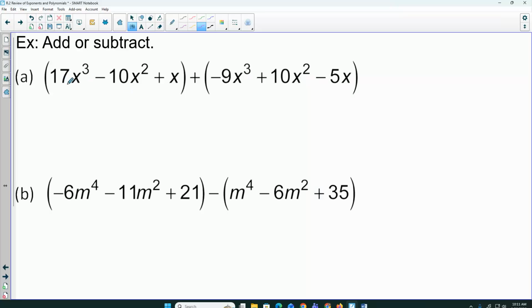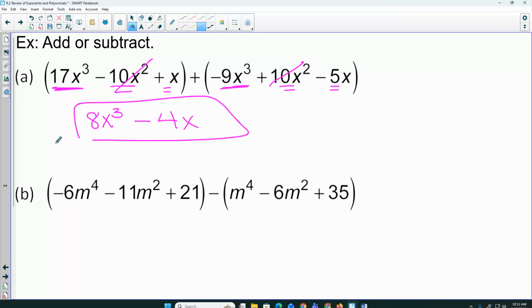Like terms. They have to have the same variables and exponents. Yep. When you add them together, does the x to the third change? No. So it's just the numbers in front. 8x to the third. So negative 10x squared, positive 10x squared, that's just 0x squared, so we can drop that out. Positive x, negative 5x.